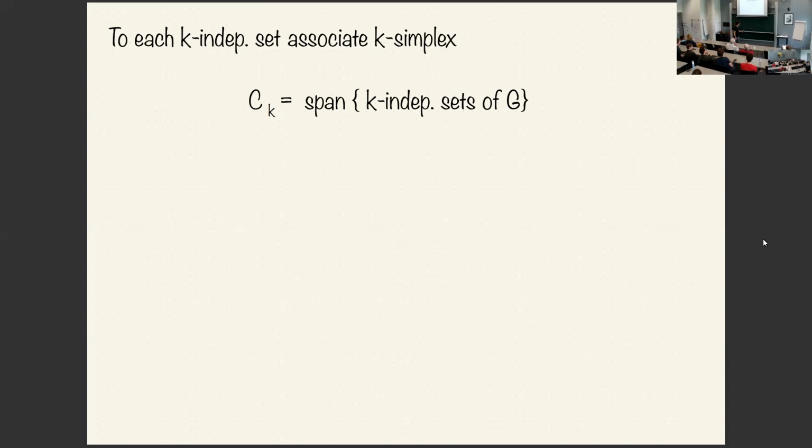Another question? This is a potentially very compressed way of describing this object, right? Because it can have exponentially many simplices. Absolutely. When k gets to around N over 2, you have the largest number of them, with N vertices.